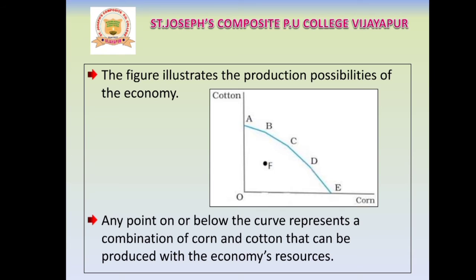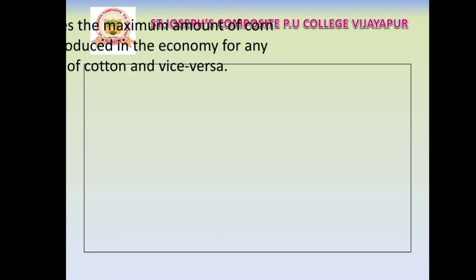Any point on or below the curve represents the combination of corn as well as cotton that can be produced with the economy's resources. This is the maximum production possibility of cotton, and this is the maximum production possibility of corn. Then what about the points B, C, D? We can discuss that here.